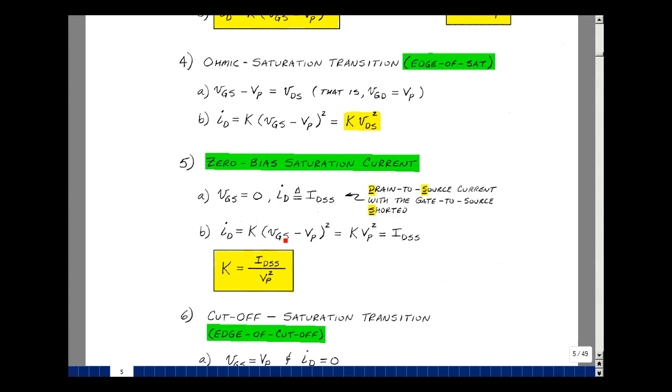If we set this equal to 0, we get K times the pinch off squared, and now we could solve for K. It's IDSS over the pinch off squared.